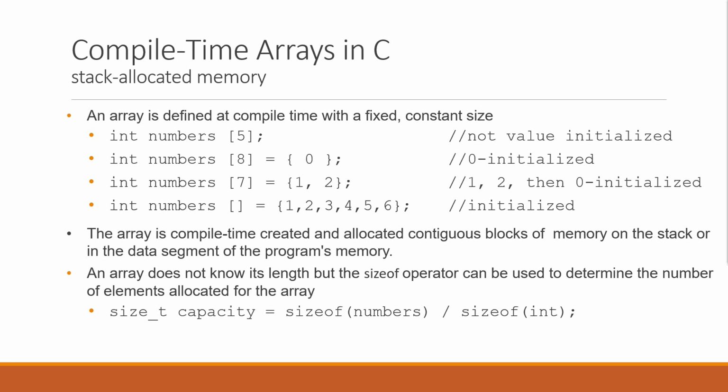int numbers[] = {1, 2, 3, 4, 5, 6}; this declares an array named numbers and initializes it with the provided values 1, 2, 3, 4, 5, 6. The size of the array is determined by the number of elements provided in the initializer list, which is 6 in this case. The array numbers will contain these values in order, i.e., numbers[0] will be 1, numbers[1] will be 2, and so on.